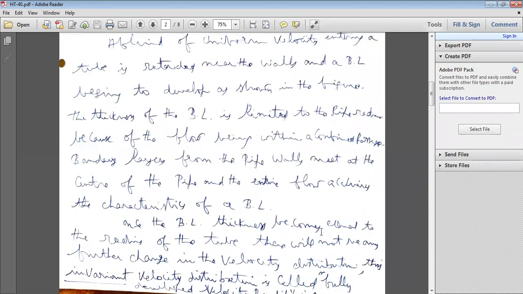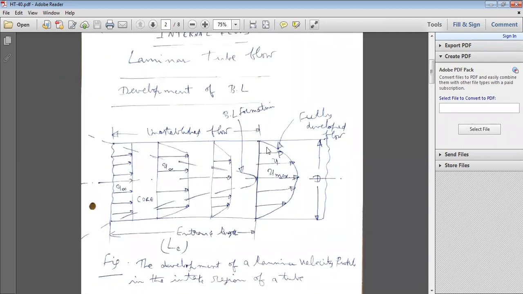Once the boundary thickness becomes equal to the radius of the tube, there will not be any further change in the velocity distribution. So here the velocity distribution is like this. Here also the velocity distribution is the same, parabolic in nature. And after some distance, again the velocity distribution is the same. That's why there will not be any change in the velocity distribution.